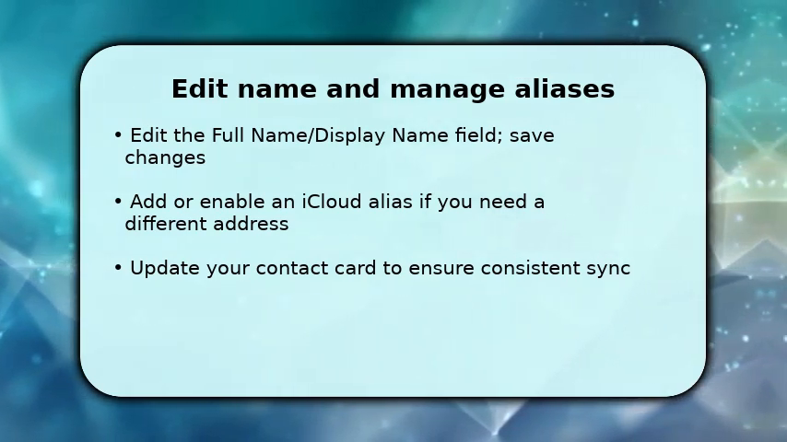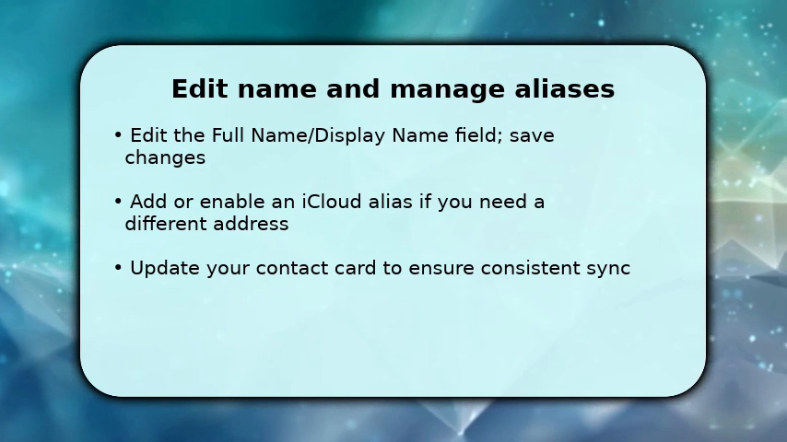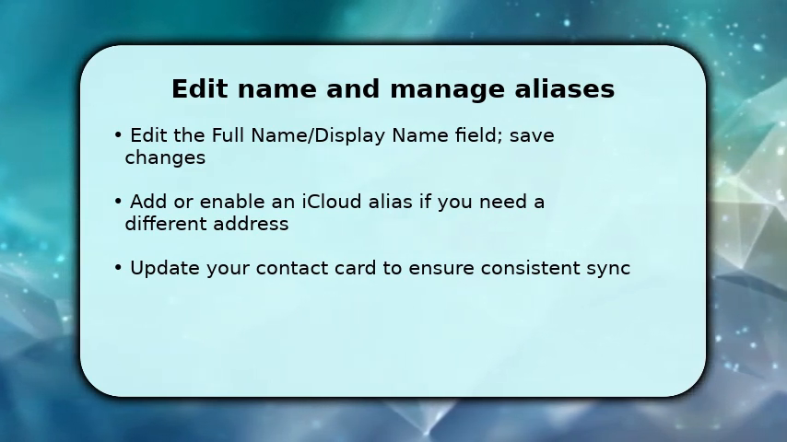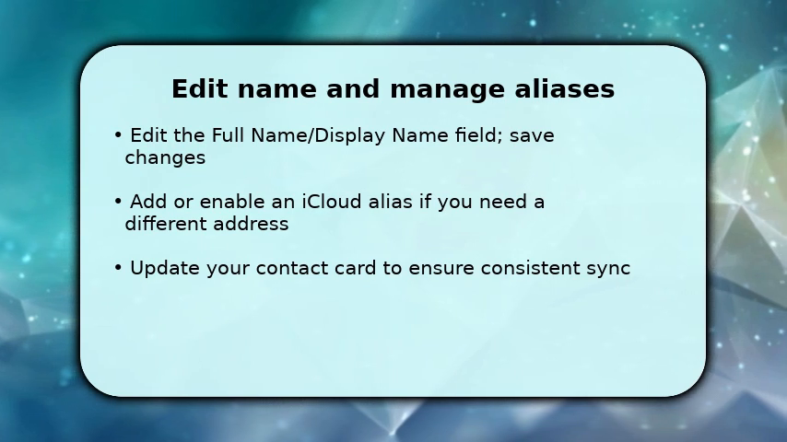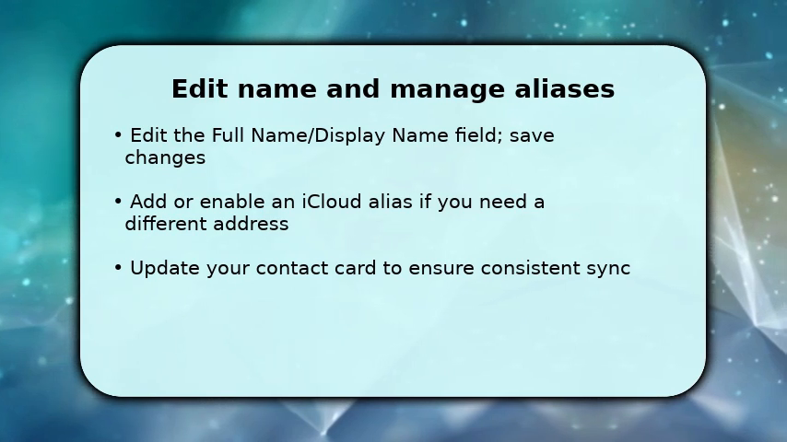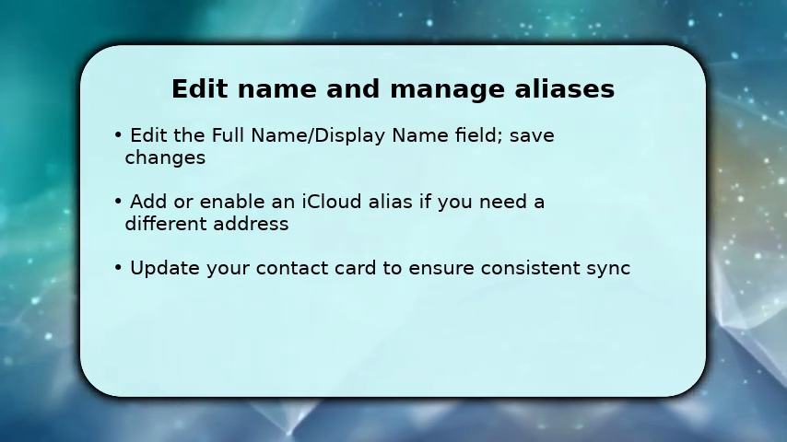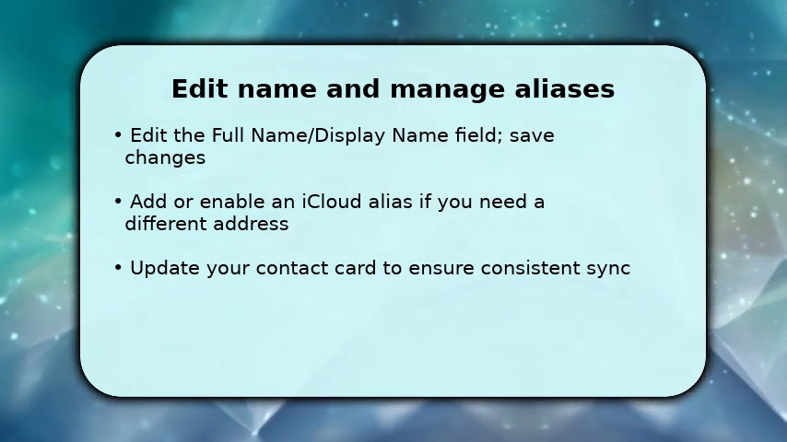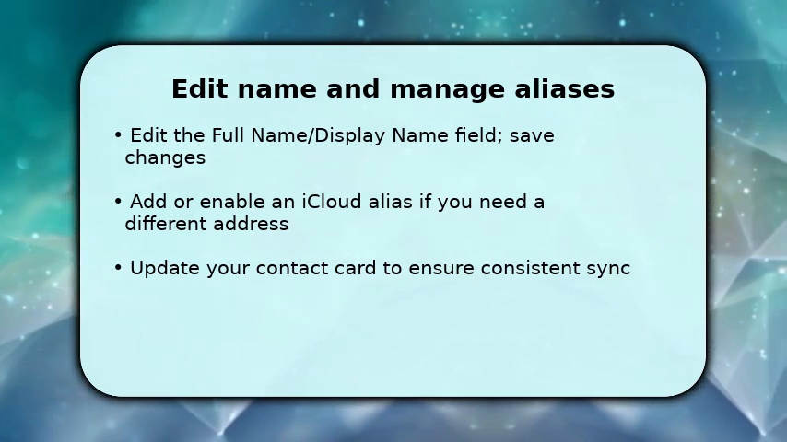If you need a different email address instead, create an iCloud Mail alias from Mail Preferences accounts on iCloud. Aliases let you send from a different address without creating a new Apple ID. Once saved, update your My Card in Contacts so the new name propagates across apps and devices.